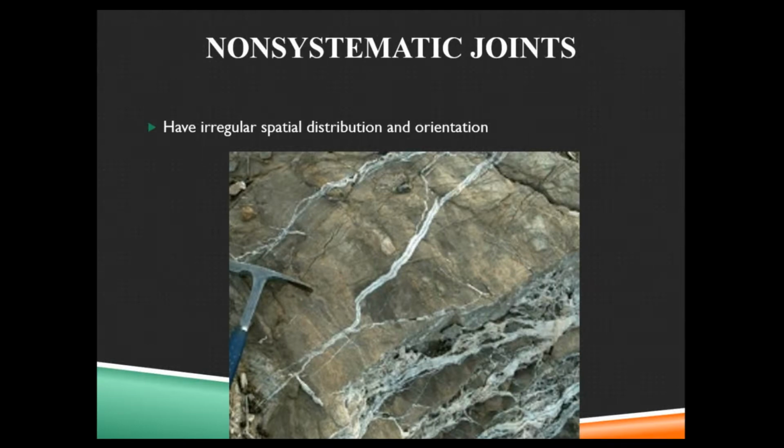Irregular jointing, on the other hand, here filled with a white mineral, making it easier to see, so now it is a vein, but at the time that it cracked, before the mineral filled it in, it was an irregular, non-systematic joint array.